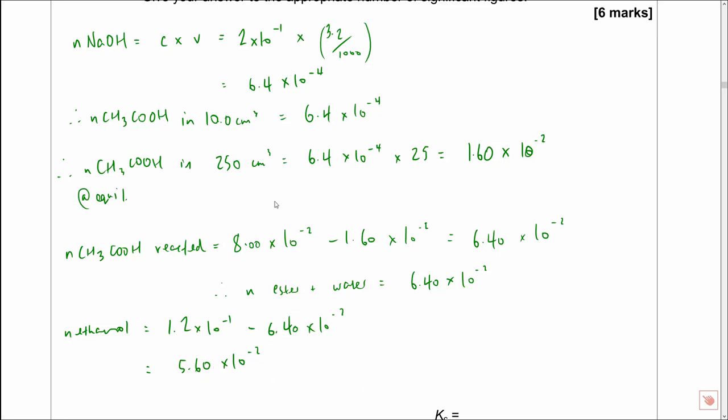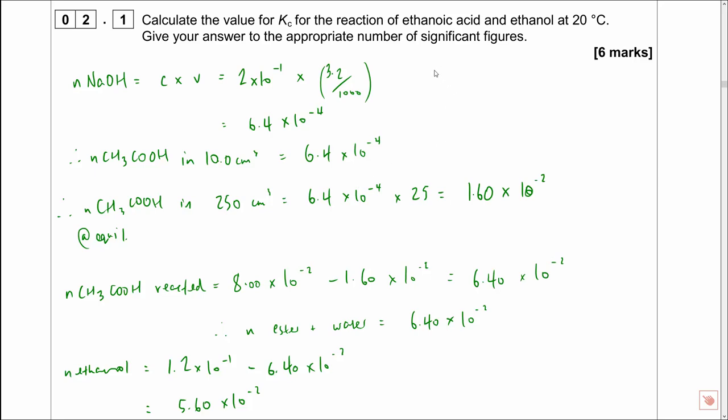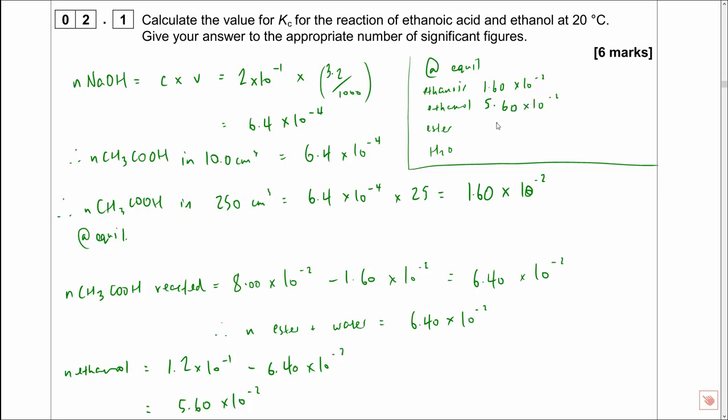Okay, so at equilibrium, I'll underline the at equilibrium thing. In fact, no, I'll do it up here in a separate thing. So this is at equilibrium: ethanoic, ethanol, ester, water. Ethanoic is going to be 1.6 times 10 to the minus 2, because we were told that. We worked that out, sorry. Oh, dear, this is a nightmare, so many numbers. Ethanol is 5.6 times 10 to the minus 2, and the ester is 6.4, and the water 6.4 times 10 to the minus 2.